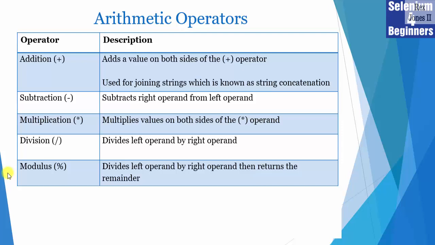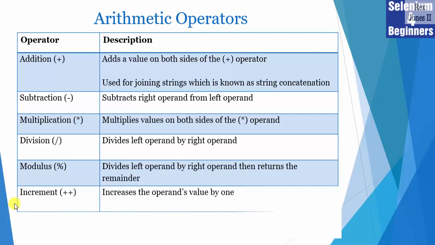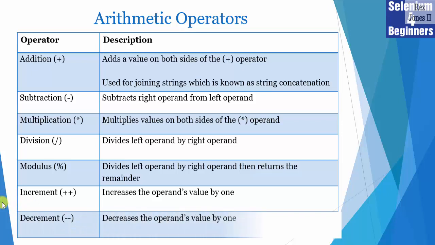However, we do use an increment operator, which increases the operand's value by 1. This operator adds 1 to the value. That's why we see 2 plus symbols. A decrement operator decreases the operand's value by 1.